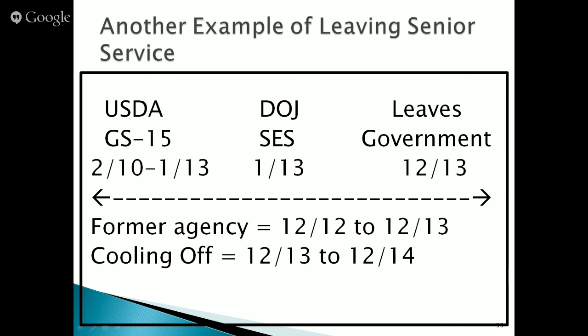Okay? So we have to do a one-year look back from the time that they terminate their senior service, which is when they leave government service. So from December of 2013, we're doing a one-year look back to December of 2012. So where did this employee serve from December of 2012 through December of 2013. So they certainly served at DOJ in their SES capacity as a senior official, but there were also at least a few days where they were also at USDA. So that the very, very first portion of that 1 year period, they were still at USDA as a GS-15. Exactly. And the fact that they were a GS-15 is immaterial.